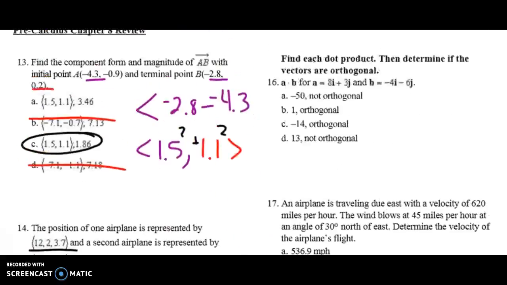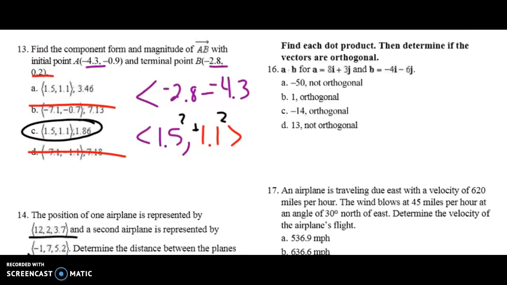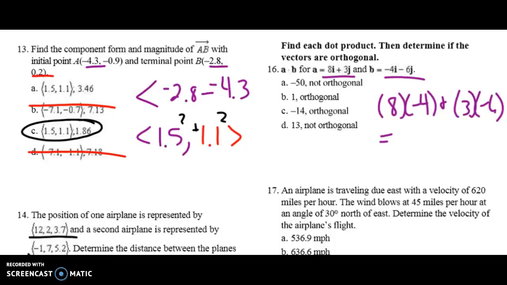All right. Number 16, find the dot product, then determine if the vectors are orthogonal or not. Remember how we find the dot product of these two: we simply take 8 times -4 plus 3 times -6. 8 times -4 is -32, plus 3 times -6 is -18, which would be -50. Are those orthogonal? It is not, because it's not equal to 0. So A is the correct answer.